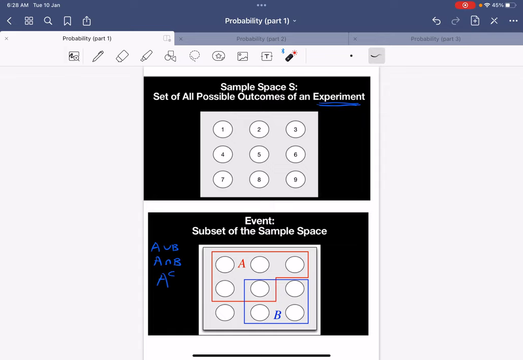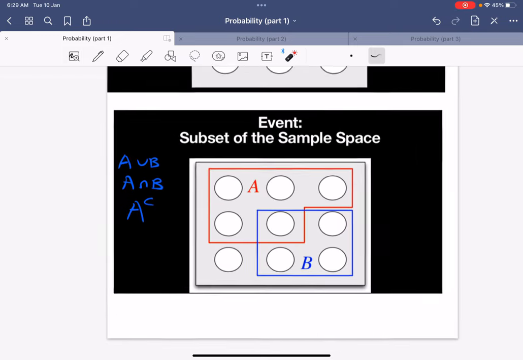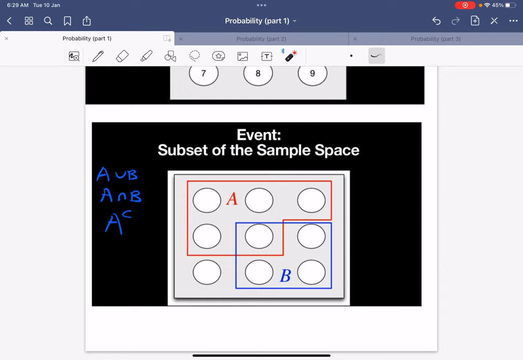For example, you have 9 pebbles over here. The event that you choose pebbles labeled 1 to 5 is called event A. And then you choosing pebbles 5, 6, 8, 9 is event B. And because it is a subset of the sample space, it is an event.